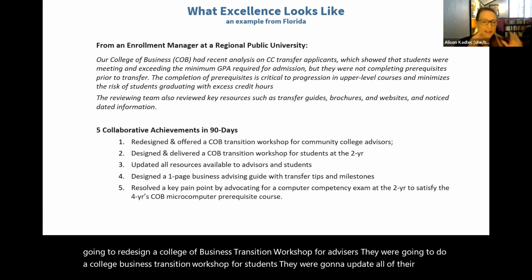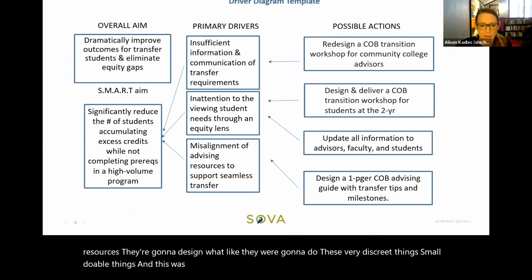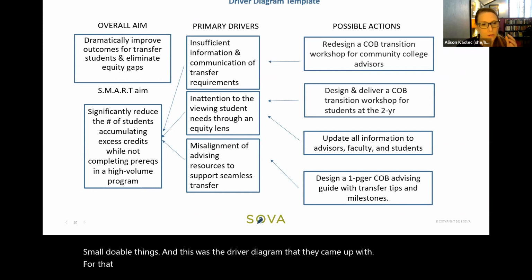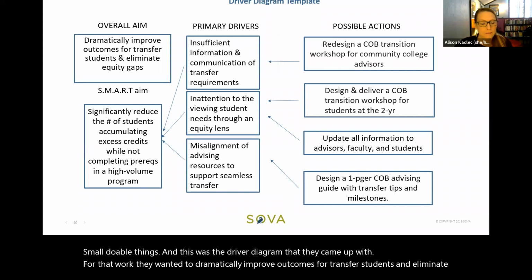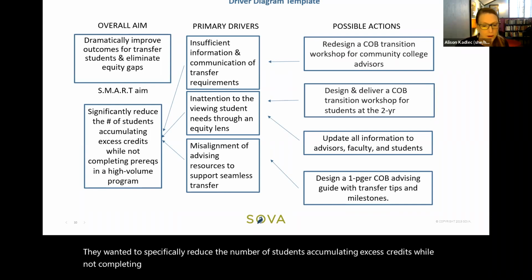They were going to do these very discrete things, small, doable things. And this was the driver diagram that they came up with for that work. They wanted to dramatically improve outcomes for transfer students and eliminate equity gaps. They wanted to specifically reduce the number of students accumulating excess credits while not completing prereqs in high volume programs.